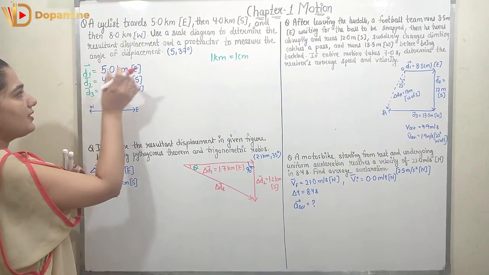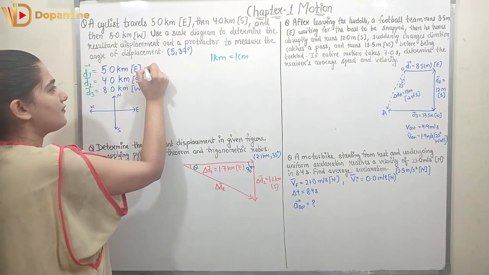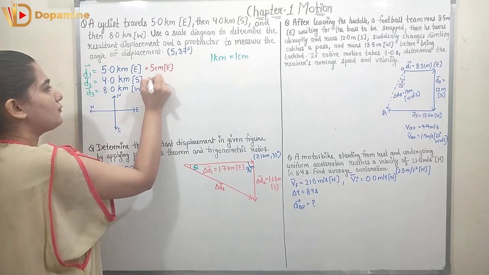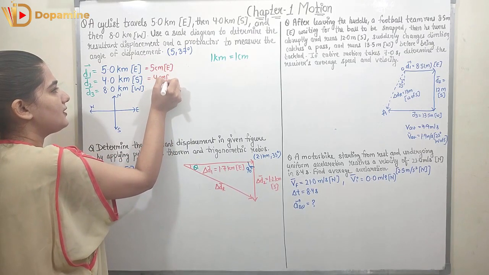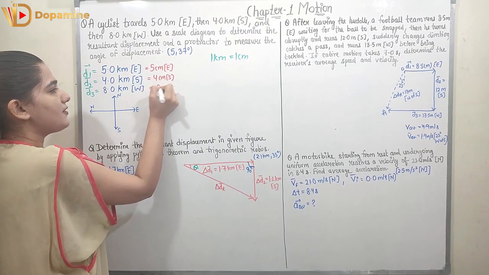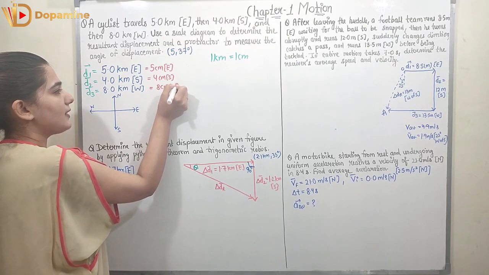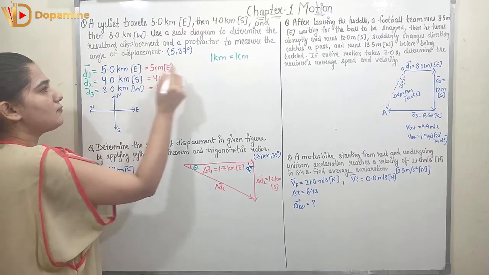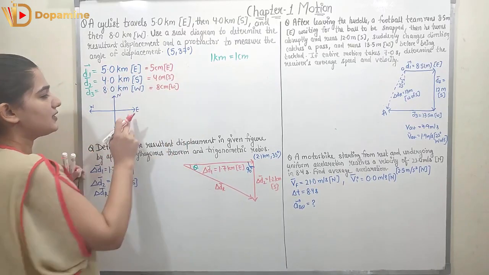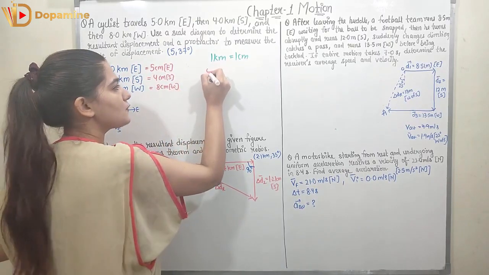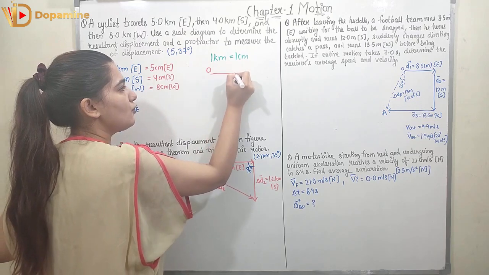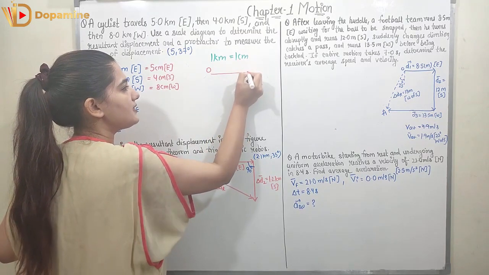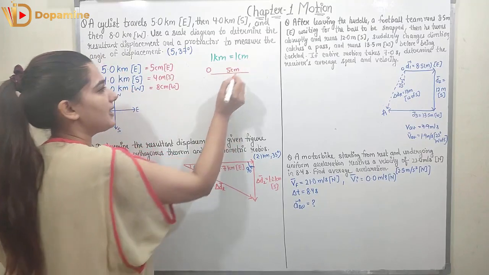Now for D1, instead of 5 km I will have 5 centimeter in east. For D2 we will have 4 centimeter in south, and for D3 I will have 8 centimeter in west, right? So how can I plot it? First of all, I will move 5 km east. This is the east direction, so this is the starting point, let's suppose O, and we make a line towards the east, 5 centimeter in length, right?